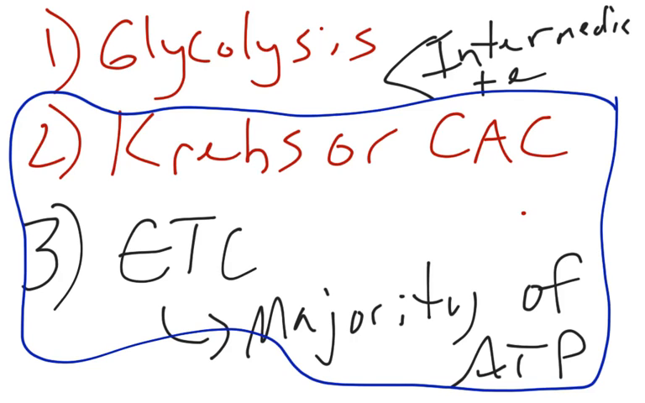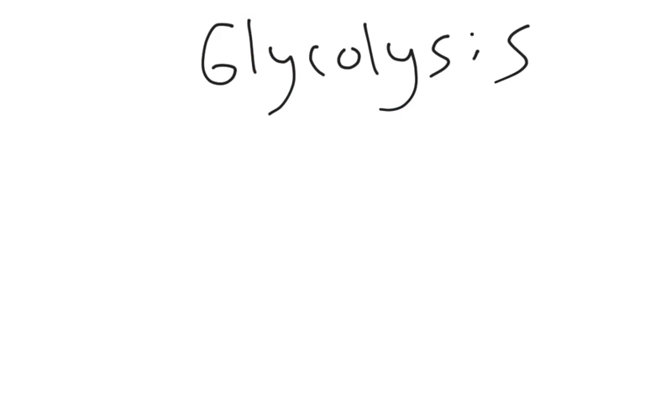All right. So Krebs cycle and ETC, they require oxygen in order to get there. If you don't have oxygen, you'll only perform glycolysis, which we'll look at here in a minute. Okay? All right. Let's look at glycolysis.